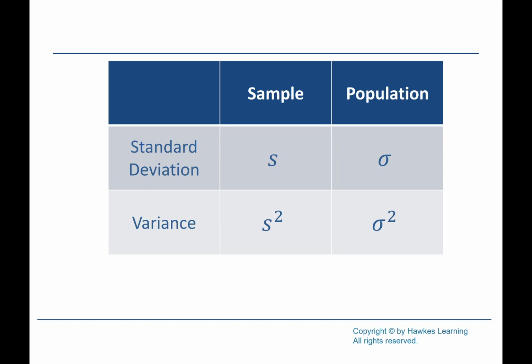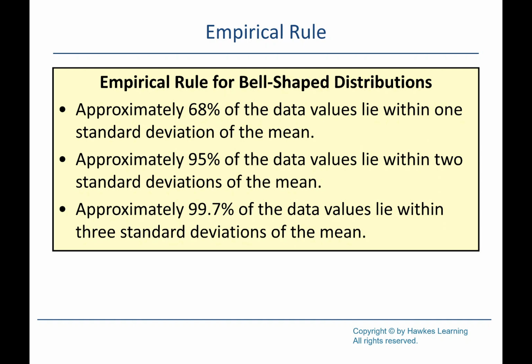All right. One last little topic here in this section, and then we'll be moving on. That is called the empirical rule, or the empirical rule for bell-shaped distributions. This just falls here because now we have talked about standard deviation, so we can finally talk about the empirical rule.